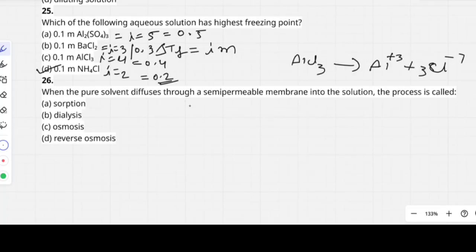When a pure solvent diffuses through a semi-permeable membrane into the solution, the process is called dash. See here, what happens? I think it is the reverse of osmosis. What is osmosis? It is the reverse process of osmosis. So it is called reverse osmosis.